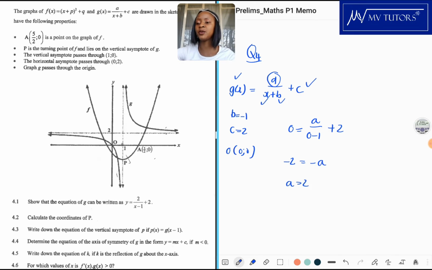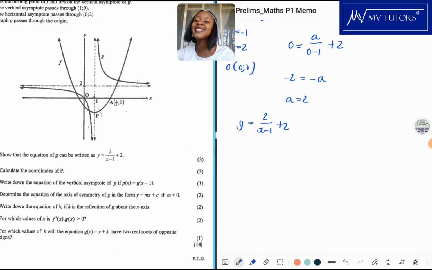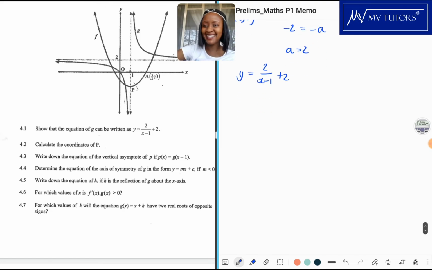And we have shown that because ultimately we can say y, like they said, is equal to 2 over x minus 1, plus 2. Okay, so that is 2 marks, at least.